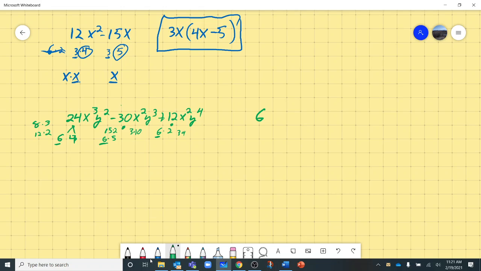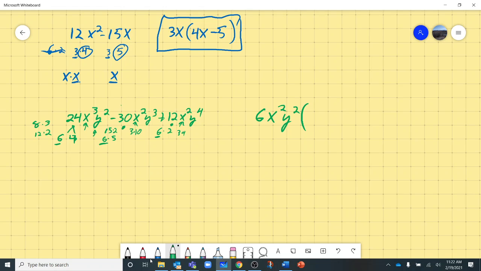And now let's look at our x term. We have x cubed, x squared, and x squared. So x squared is common to 2 of them. x cubed is x squared times x, so we can pull an x squared out of all of them. For our y value, we have y squared, y cubed, and y to the 4th. So y squared times y would be y cubed, times y would be y to the 4th. We can pull a y squared out of the whole thing.